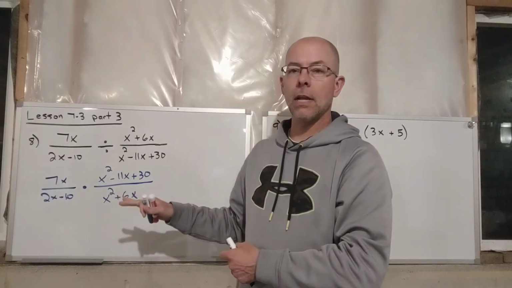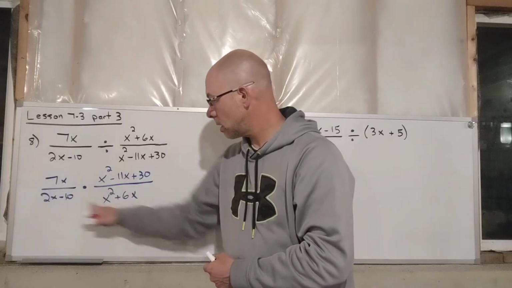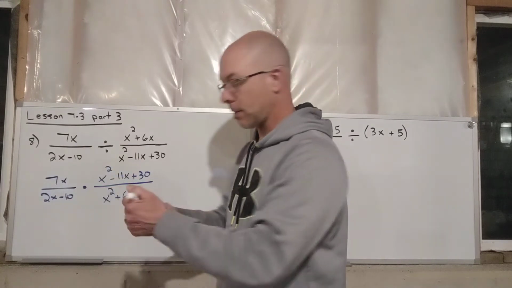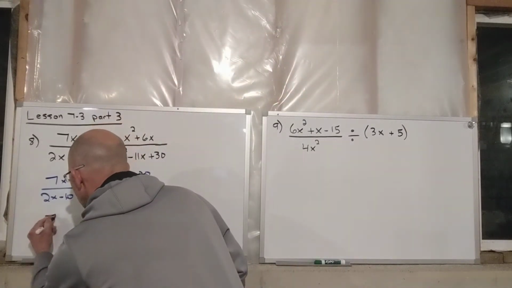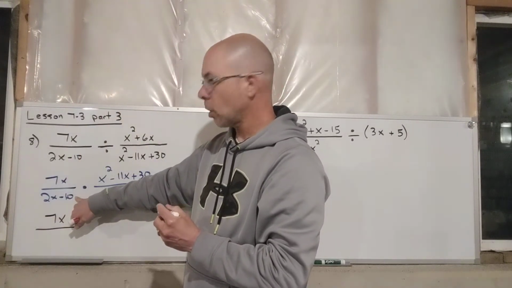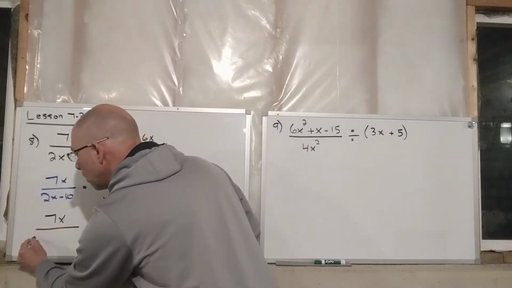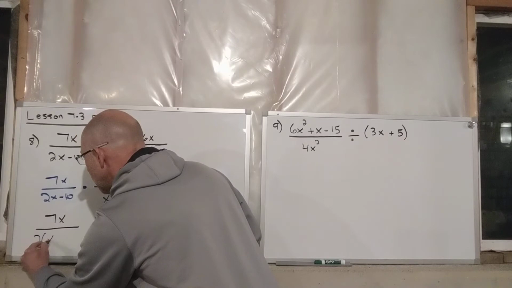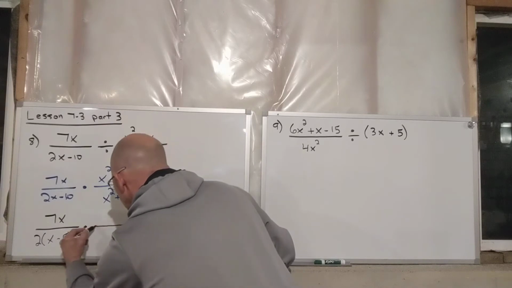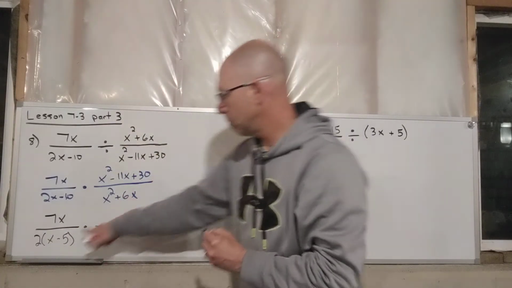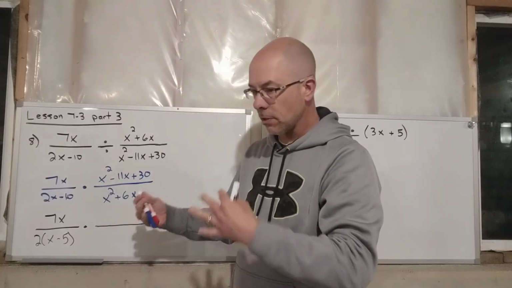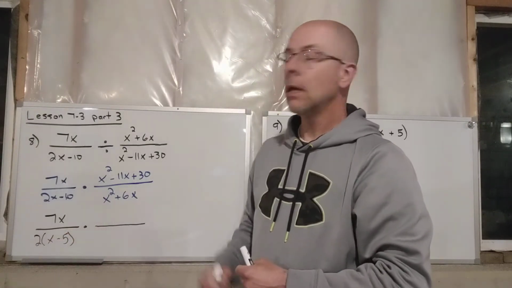So now we're ready to factor anything we can in these two numerators and these two denominators. Here we go. 7x is a single term called a monomial. Can't factor it. So it's just going to stay 7x. This denominator of 2x minus 10 has a greatest common factor of 2. I will pull a 2 out front, which leaves me x minus 5. And that's the end of the factoring. That x minus 5 is not anything special, a binomial. It's not a difference of perfect squares. X and 5 aren't perfect squares.